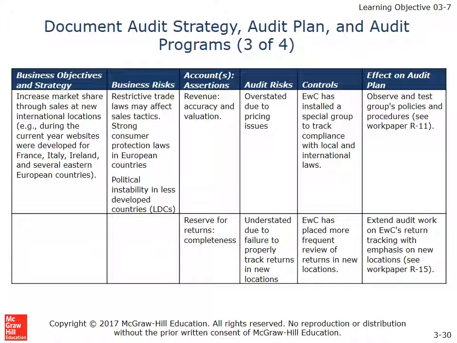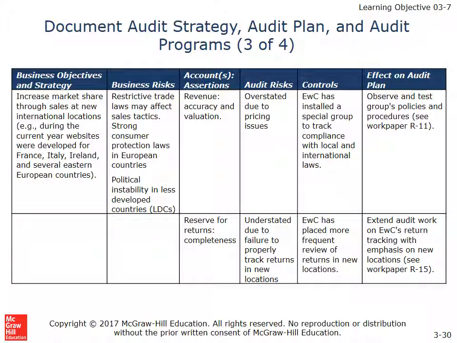So EWC has installed a special group. Here's the controls that they have to track compliance with local and international laws. So that is how they're trying to prevent any kind of risk from occurring. EWC has placed more frequent review of returns in new locations. Okay, so knowing all that, how do we plan our audit?